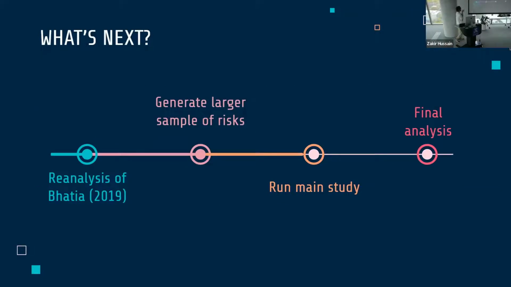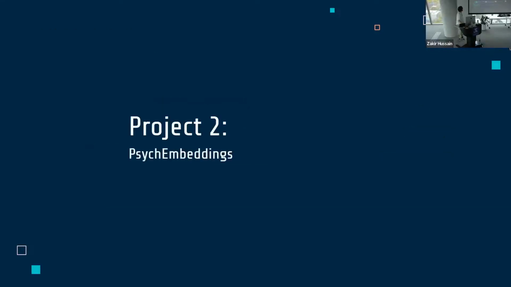So what would be next in this project? We've generated a sample of around 1,000 risk sources, so that would be 700 on top of what Sudeep Bhatia already had. And we plan to run our main study very soon to collect risk ratings and psychometric ratings for these risk sources, and hopefully improve the model performance and also the robustness of our results. So that's predicting risk perception.